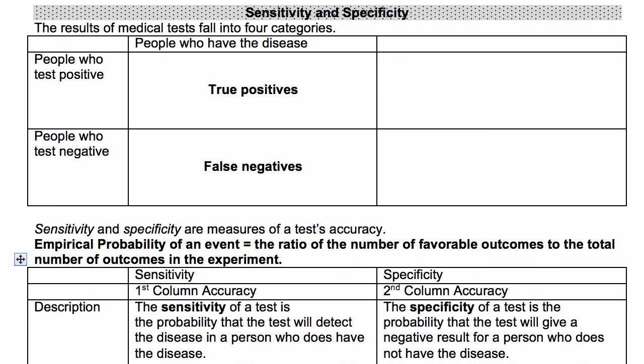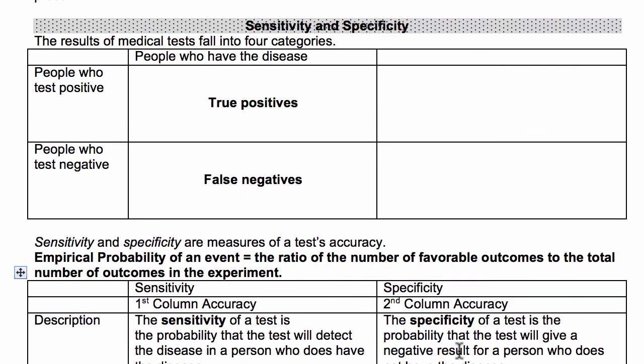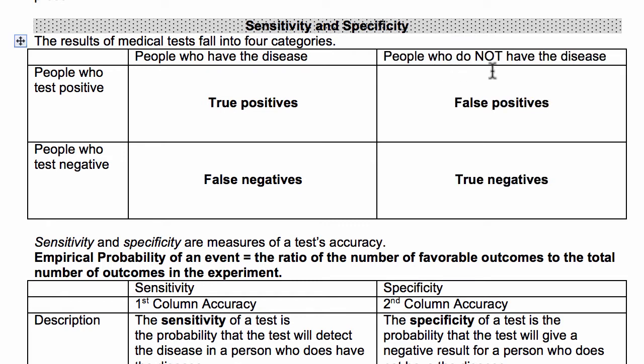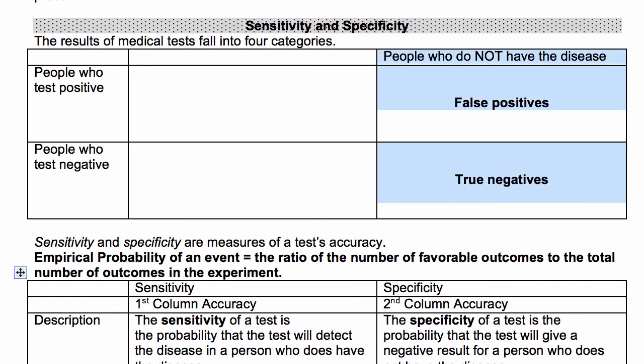Specificity, on the other hand, measures the accuracy of the test on the second column of our chart, people who do not have the disease. We will consider only the second column when calculating specificity. So for the moment, I will cover the first column up. This means when we calculate specificity, our denominator is all the people in the study who do not have the disease.